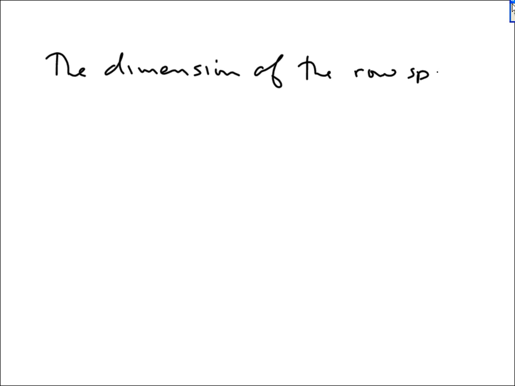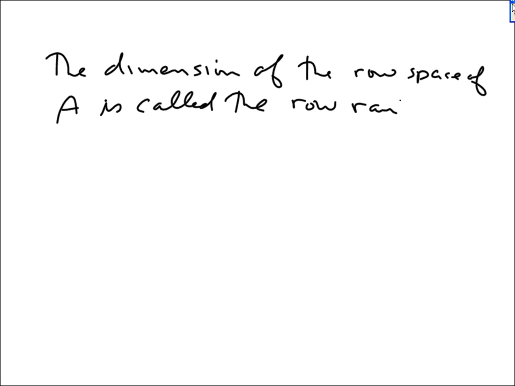Dimension of the row space of matrix A is called the row rank of A.